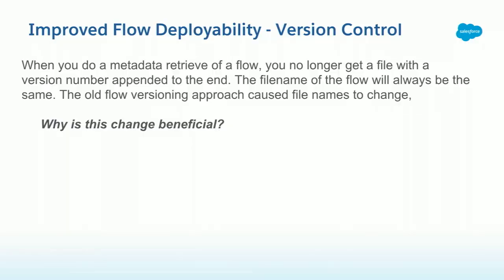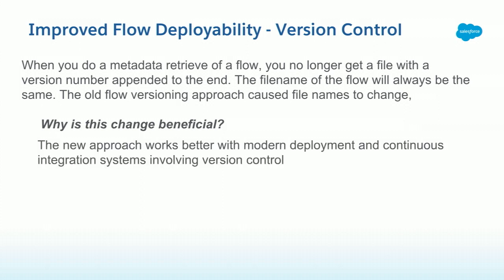We've made a couple of improvements to Flow Deployability. We now play very nicely with version control and continuous integration systems. When you do metadata retrieves, we're not going to be appending old version numbers and new version numbers to those file names, so the file name doesn't change. Why is this beneficial? Well, it turns out that modern Git-based version control and continuous deployment systems really rely on file names. And so although the versioning that Flow has always had available was way ahead of its time, it was time to make it possible to really participate effectively with modern version control systems.